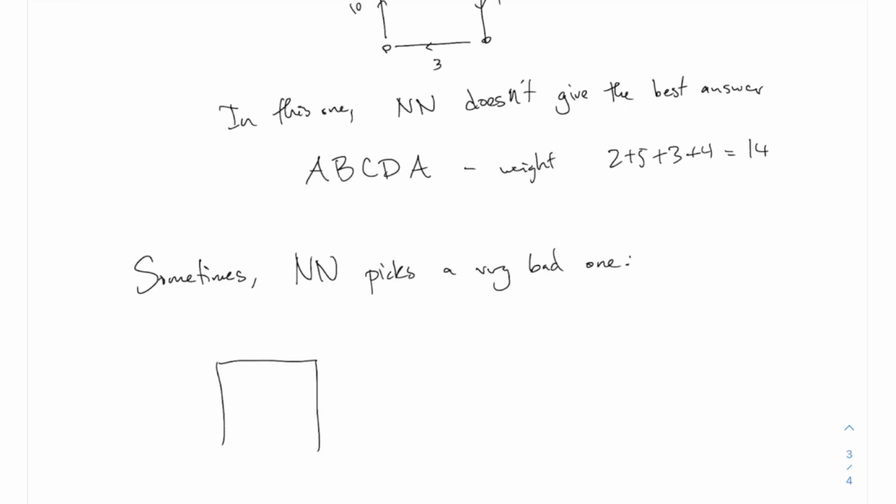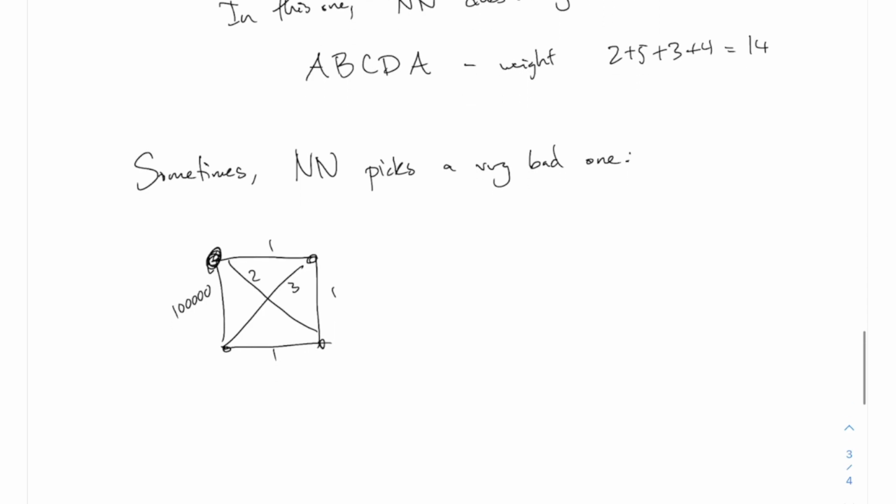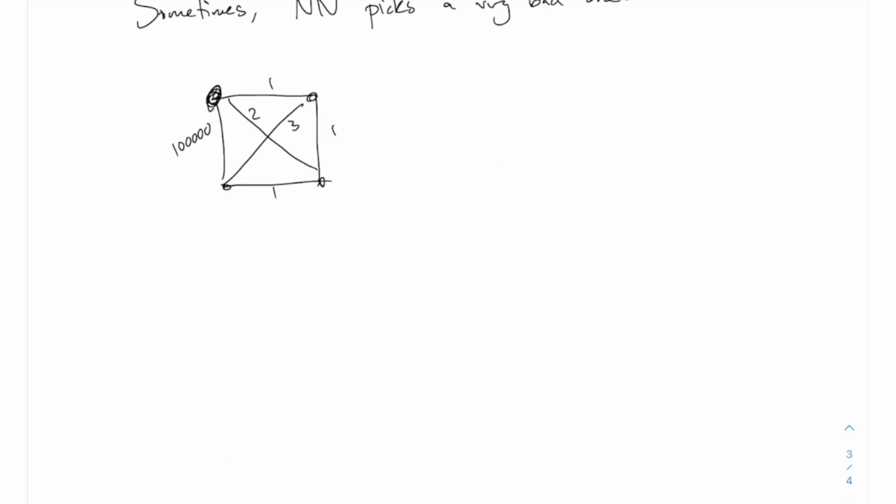So it could be something like this, for example. If the weights are like this, 1, 2, 3, 1, 1, and 100,000. If you do the nearest neighbor starting at A, this is an example in which if you choose the cheapest edge every time, you end up in a bad situation. So here, the nearest neighbor is very bad. You take the 1 every time, but then you end up stuck on this 100,000, which is definitely what you don't want. So the nearest neighbor, from a theoretical point of view, is not always going to do the best thing, and sometimes it will end up doing the worst thing.